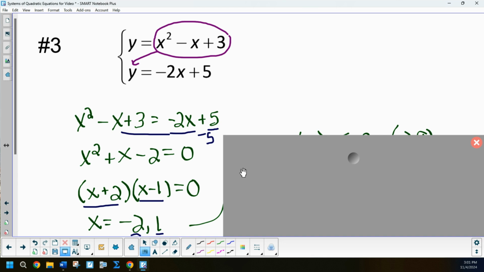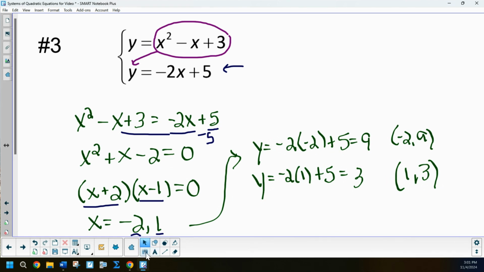So just like before, on the last problem, we're going to take each of these x values and substitute them into one of these equations. And I'm going to try and choose the one that I feel is easier to work with. Maybe you like squaring stuff. Maybe for you that's easy, so you want to choose the top equation. But I think that substituting into the line is going to be easier than the quadratic. So I'm going to put negative 2 in for x there and 1 in for x. So here's my work for that.